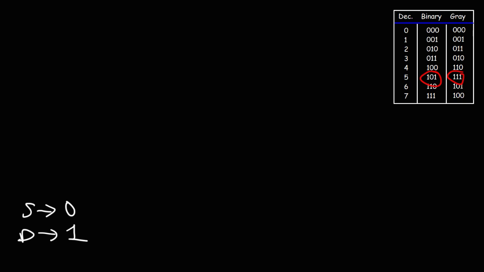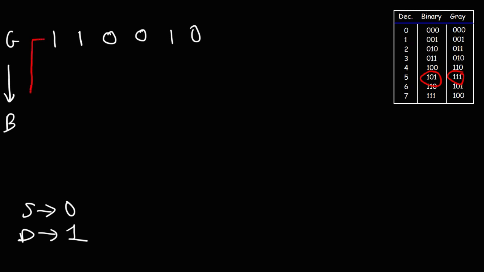Now, let's try a harder example. So let's start with the gray code 110010. Go ahead and convert this gray code into a binary code. Feel free to pause the video and try this using what you've learned so far.